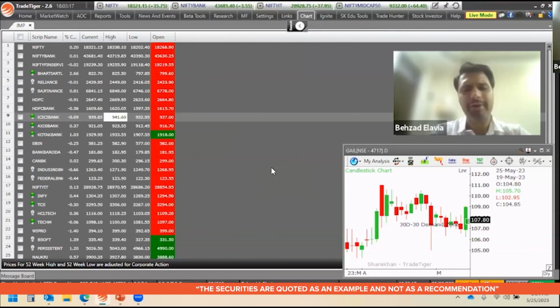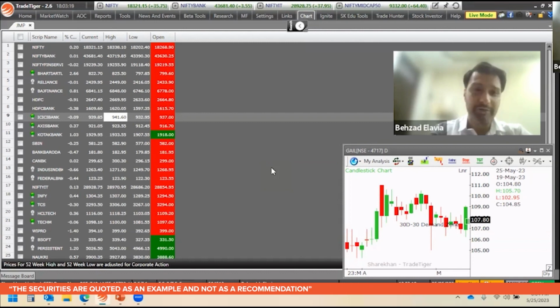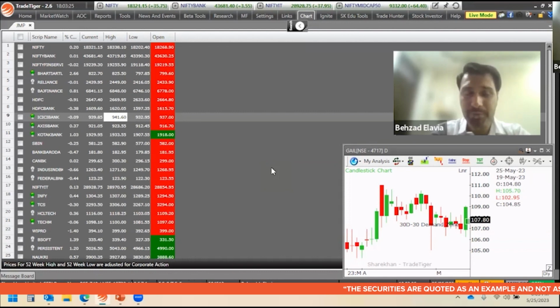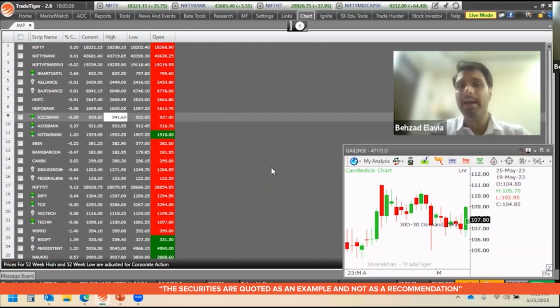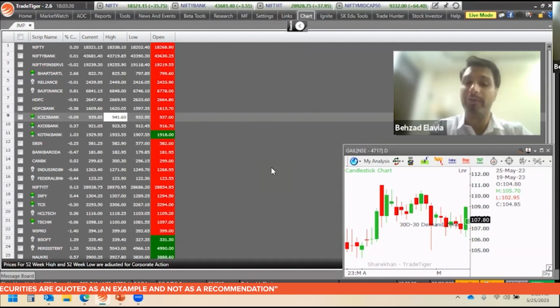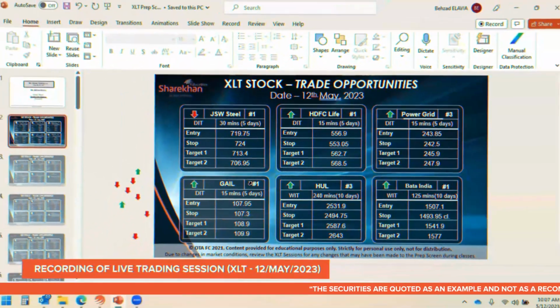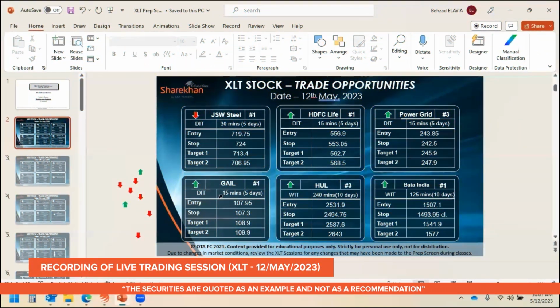This was a set and forget trade and not a confirmation entry, which would be carried forward for the next day also. So let us look at the recording of the trade setup of Gas Authority of India Limited. Let me explain the setup of 12th May, and then subsequently, I will show you the result of it also. GAIL, Gas Authority of India Limited, type 1 entry DIT setup.